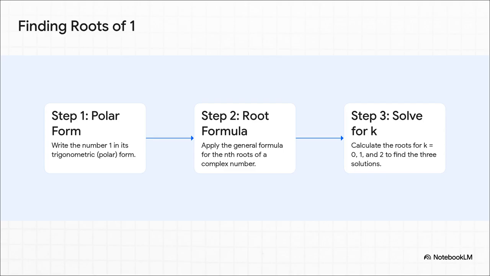Well, the process uses a version of de Moivre's theorem that's specifically for roots. First up, we write the number 1 in its polar form. Simple enough. Then we apply this root formula you see here, and what we do is plug in different whole numbers for k to find each separate root. Since we're looking for a cube root, we're going to test k equals 0, k equals 1, and k equals 2 to find our 3 solutions.